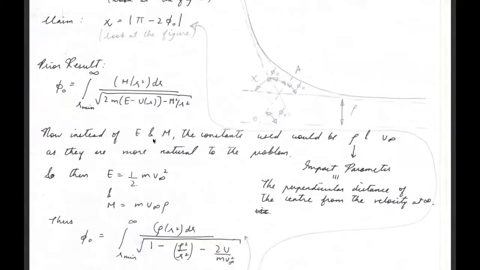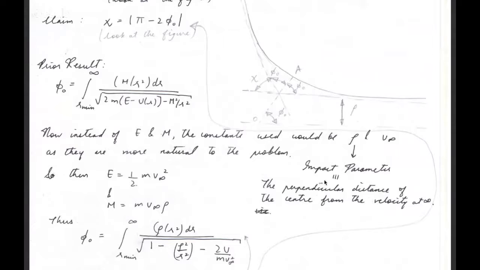Now instead of E and M, the constants that we will be using this time will be rho, the closest approach, and V infinity, the speed at infinity. We call rho the impact parameter. This is the perpendicular distance of the center from the velocity at infinity. So it's not the closest approach.